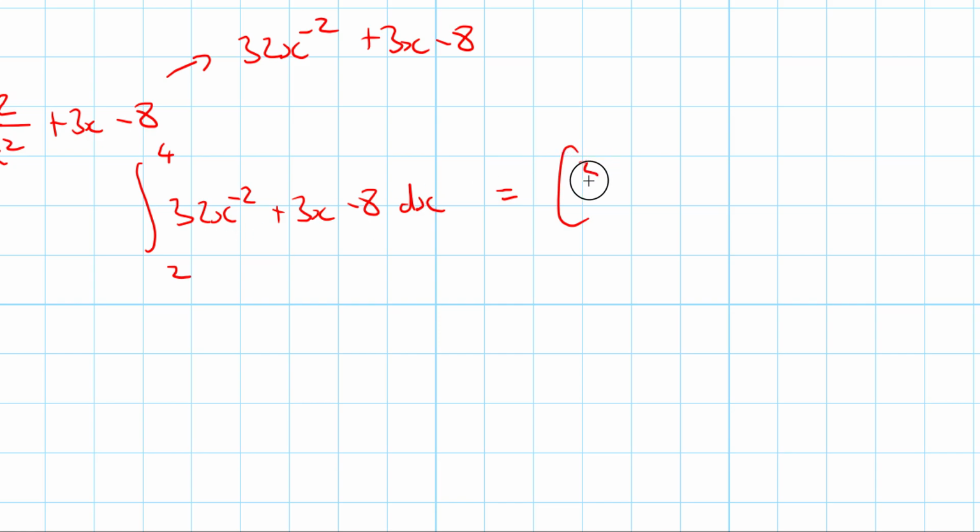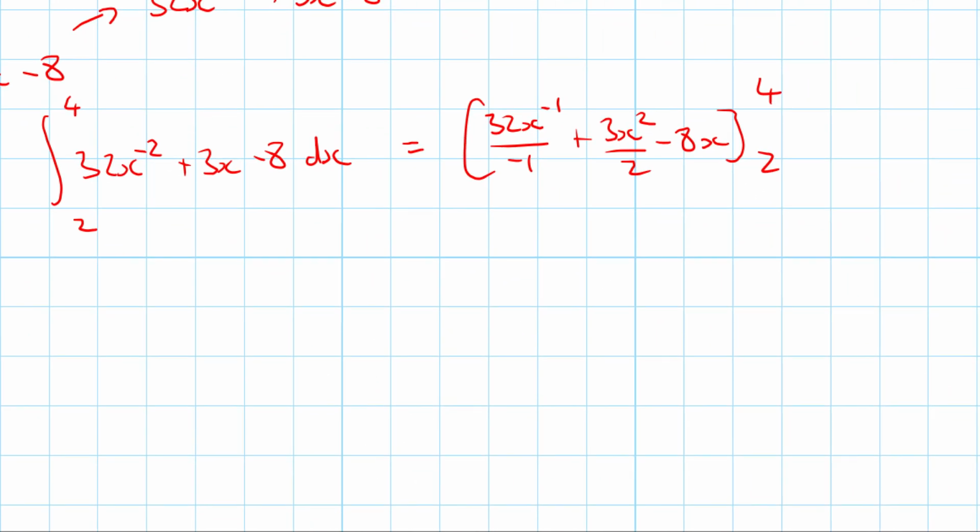So we're going to raise the power by 1, so minus 2 plus 1 is minus 1, divide by the new power. Then we do the same again, so raise the power by 1, divide by the new power, and then we do the same again. Raise the power by 1, divide by the new power, so we get 32x to the power of minus 1 over minus 1, 3 over 2 x squared, and minus 8x between 4 and 2.